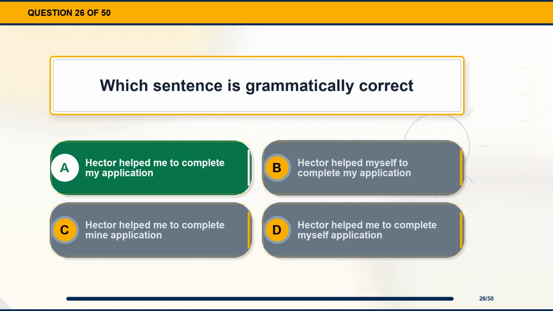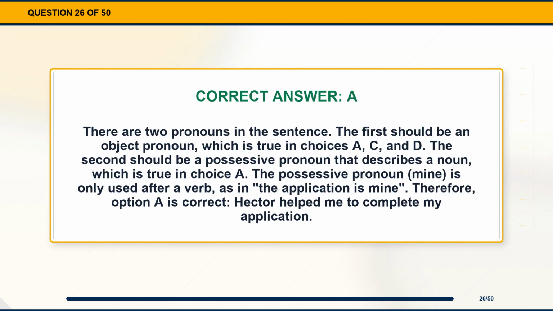The correct answer is option A, Hector helped me to complete my application. Explanation: there are two pronouns in the sentence. The first should be an object pronoun, which is true in choices A, C, and D. The second should be a possessive pronoun that describes a noun, which is true in choice A. The possessive pronoun, mine, is only used after a verb, as in the application is mine. Therefore, option A is correct. Hector helped me to complete my application.